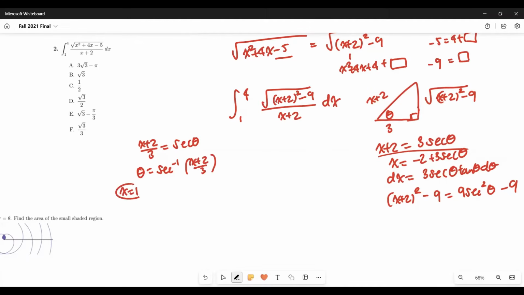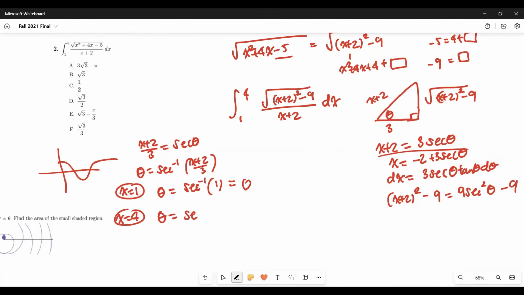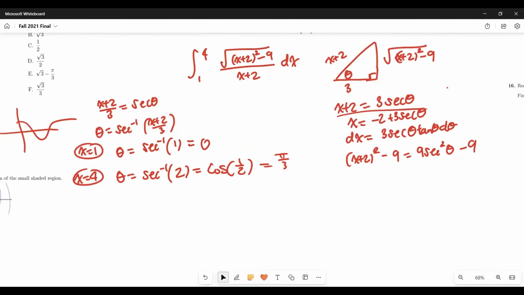So if x is equal to 1, then theta becomes secant inverse of 1, which is 0, because the cosine graph is like this, and secant is 1 over cosine. And if x is equal to 4, then theta becomes secant inverse of 2, which is the same as cosine equal to 1 over 2, which is pi over 3. So there we go. We have the bound, and we just have to now solve it. So 0 to pi over 3 is the bound.